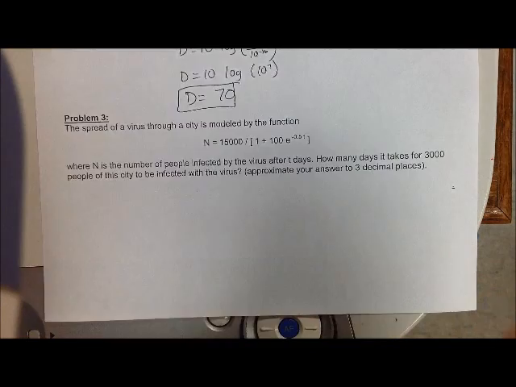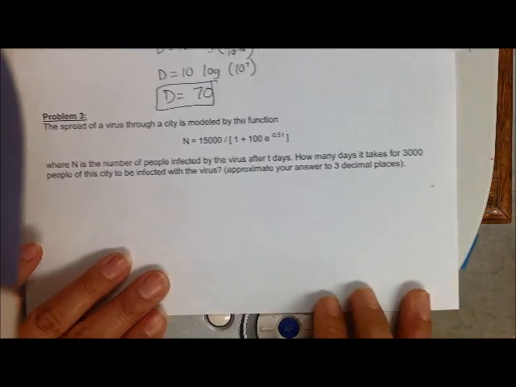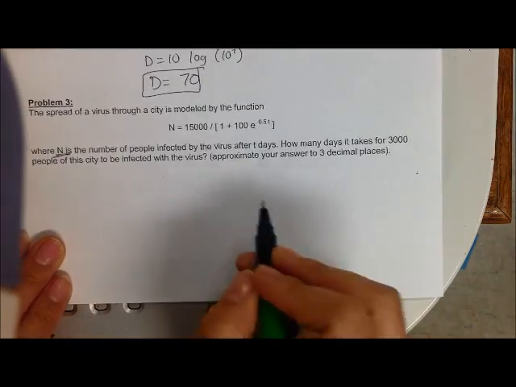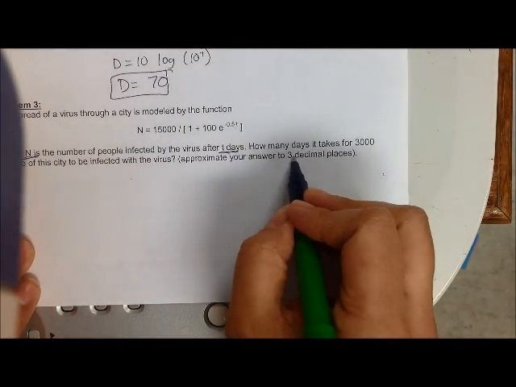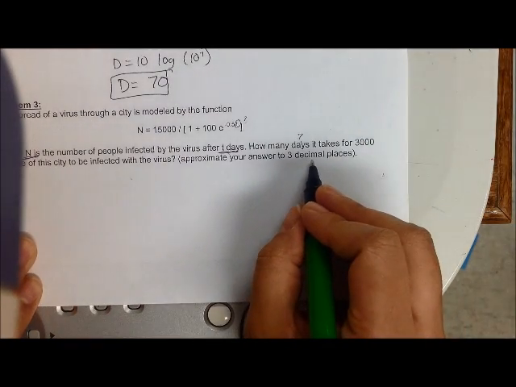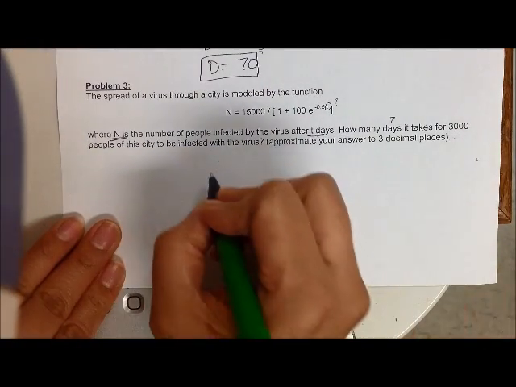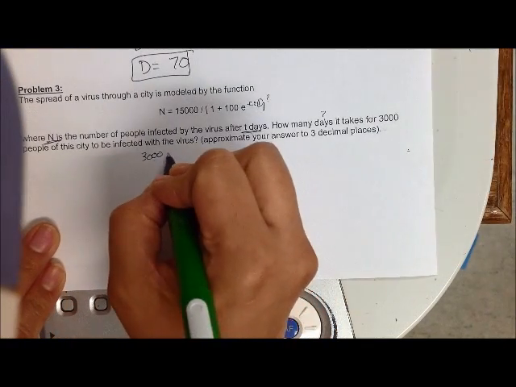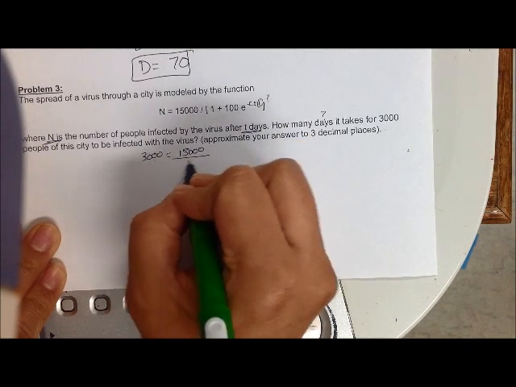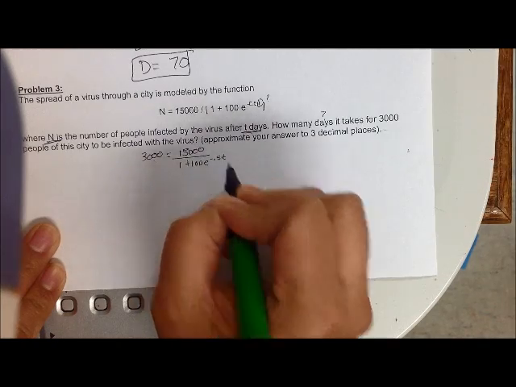Now the next one, the one that we need to be for sure, it says, the spread of a virus through the city is modeled by this function, where n is the number of people infected by the virus after t days. So n is the number of people infected, t represents days. How many days? So this is who we're looking for, t. How many days it takes for 3,000 people to be infected. So that 3,000 should actually be the n. All of that divided by 1 plus 100 e to the -0.5 t.